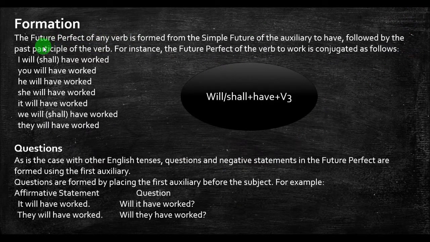Let's now learn how it is formed. So the future perfect of any verb is formed from the simple future of the auxiliary to have followed by the past participle. So simple words में अगर हम कहें तो future perfect बनता है will shall plus have plus third form लगाने से. जैसे I shall have worked, you will have worked, he will have worked, so and so on. Questions कैसे बनते हैं? जैसे बाकी tenses में question बनते हैं helping verb को सब्जेक्ट के आगे लेके आने से. तो यहाँ पे जैसे इट विल हैव वर्कड का बन जाएगा क्वेश्चन विल इट हैव वर्कड.